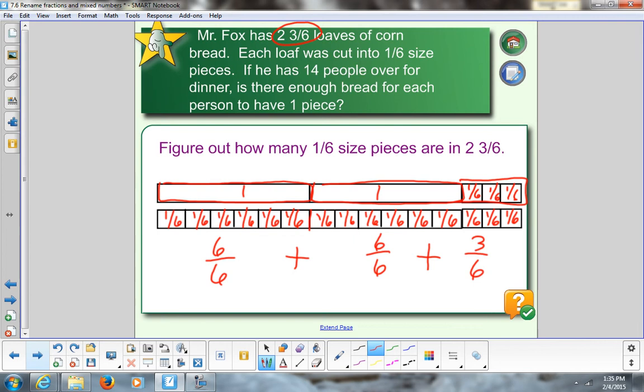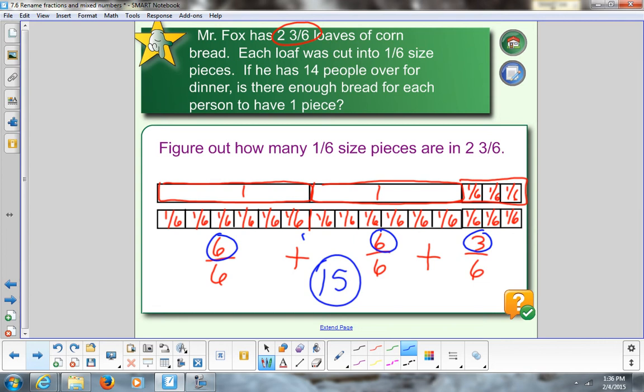Nope, not. You can't just say it out loud ever. We raise our hand. We're giving people time to think. Okay, Levi. 15. How do you know? Because 6 plus 6 is 12, and then I add the other 3. Okay, so 6 plus 6 is 12, and now the other 3 is 15 total pieces.